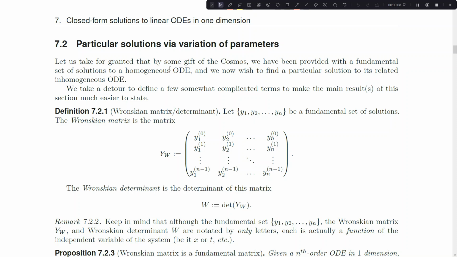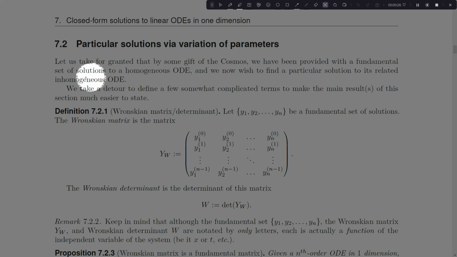Okay, welcome back. So it's possible that a lot of people are going to think that this chapter is out of order. I don't know. I haven't really decided what order I like best for the chapter, because in this section we're going to assume that we've been provided with a fundamental set of solutions to an associated homogeneous ODE, and then we want to find a particular solution.